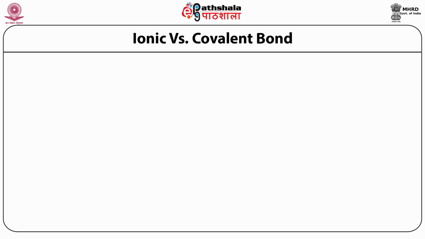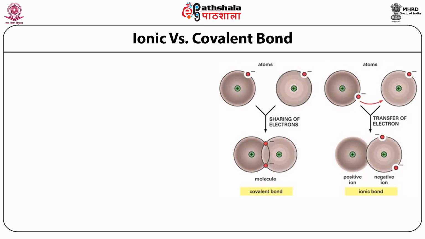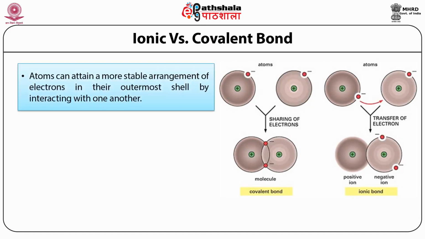This is a case study where we show there are two types of bond possible amongst atoms, most often occurring in macromolecules like protein, DNA, carbohydrates. They are formed either as ionic or covalent bonds. In many cases we may find coordinate valence also. This picture shows how atoms can attain a more stable arrangement of electrons in their outermost shell by interacting with one another.